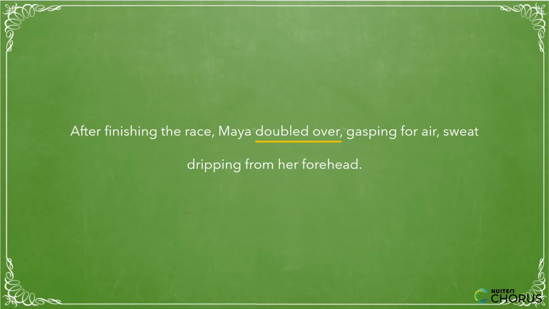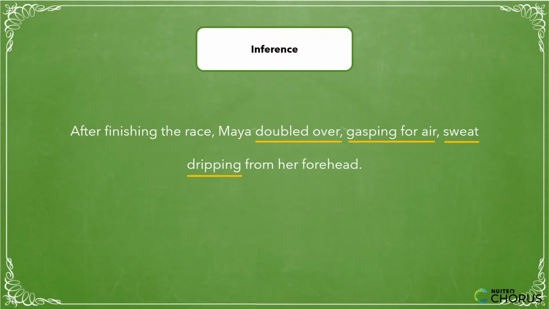Doubled over: she is bending down, likely from exhaustion. Gasping for air suggests she is breathing heavily. Sweat dripping: a physical sign of exertion. This is an inference. The text does not directly say she is exhausted, but we can conclude it based on the evidence given. In real life, we often need strong evidence to make convincing arguments.